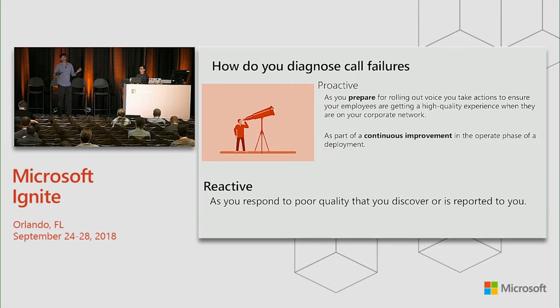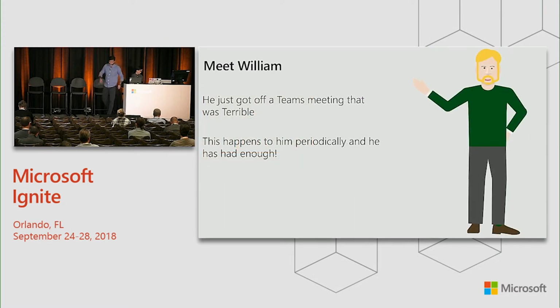You can't plan for everything, and things are bound to be reactive. So, when it comes to reactive, I'll start with a little persona here. I want to take the name William, because William is one of the program managers who worked on, and continues to work on, the data API piece of it. William is not usually an angry guy, but for the sake of this scenario, let's assume that he's just got off a Teams meeting which was not really good, and this has been happening pretty periodically to him. The first thing he wants to do is understand what's going wrong.